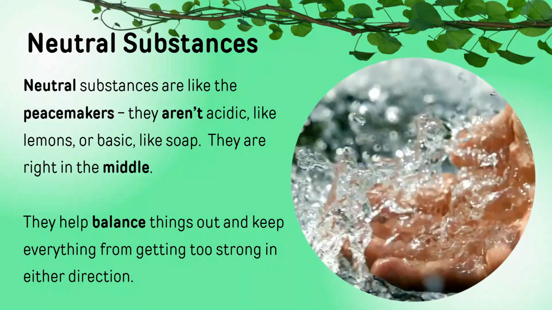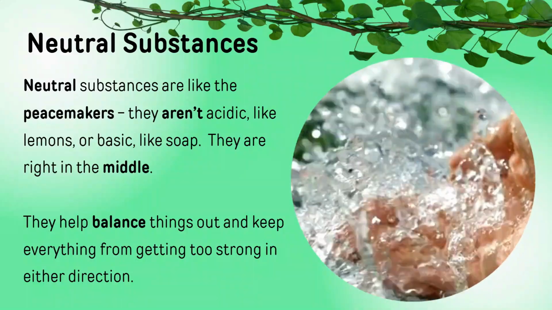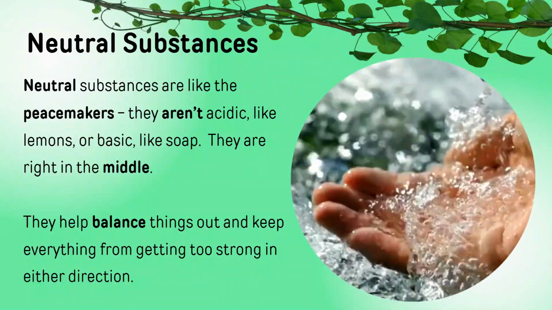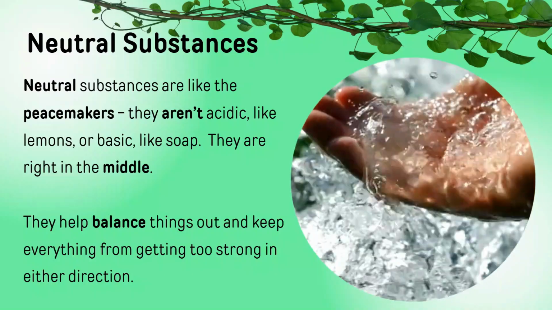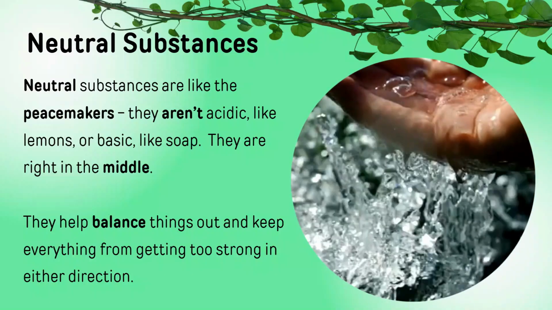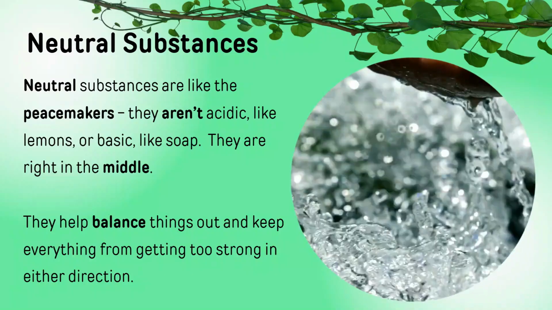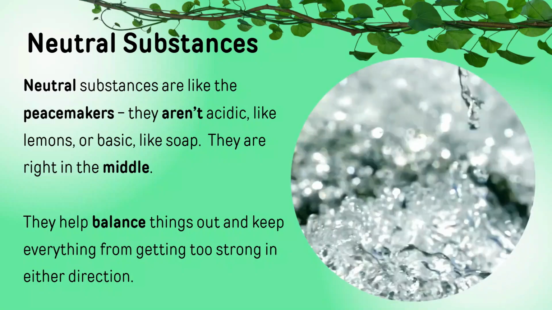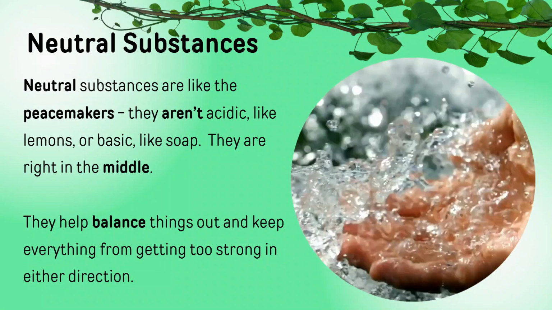Neutral substances are like the peacemakers that aren't acidic, like lemons, or basic like soap. They are right in the middle. They help balance things out and keep everything from getting too strong in either direction.